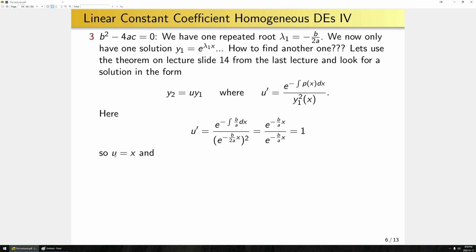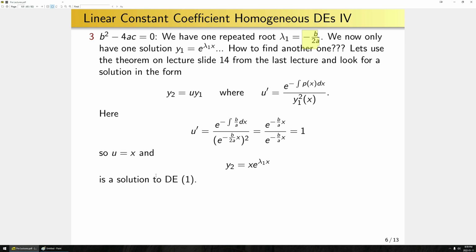Okay, so now that I know what u is, I can just plug back into this functional form here for y2, and I can say y2 is clearly going to be equal to x e to the lambda 1 x, where we could do the substitution here if we wanted. So we have that this is going to be a solution to differential equation 1. A good exercise would be to check that this is in fact the case. It is, but it would be good practice to verify.